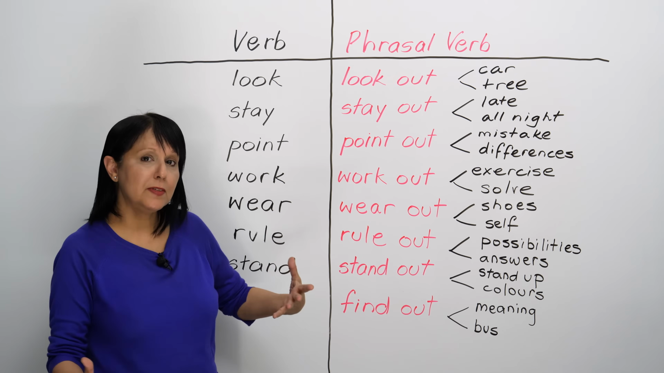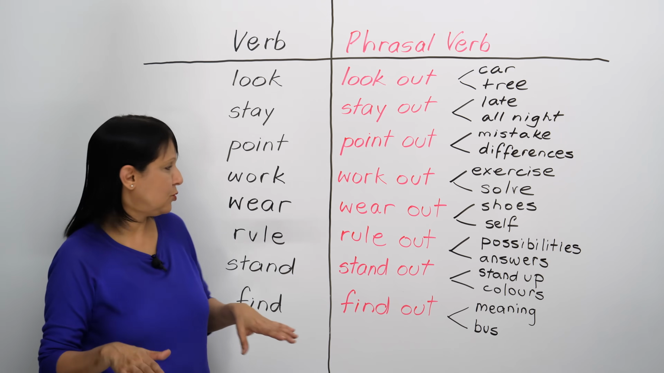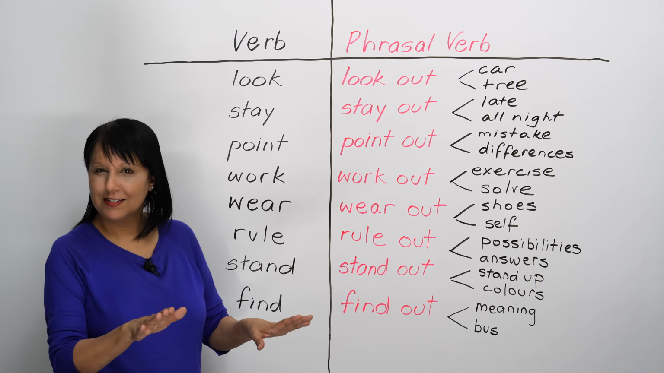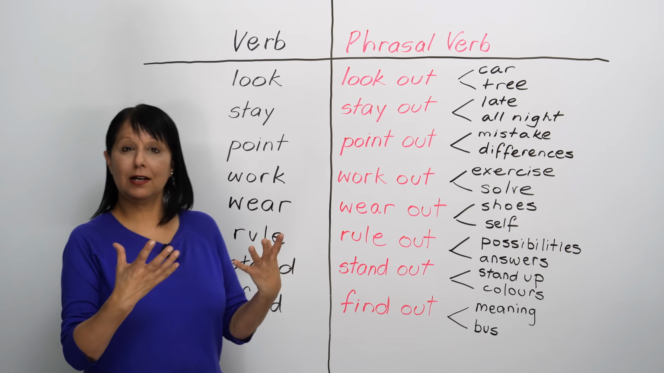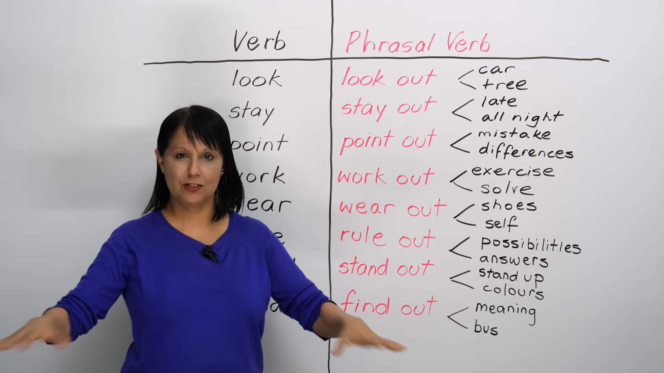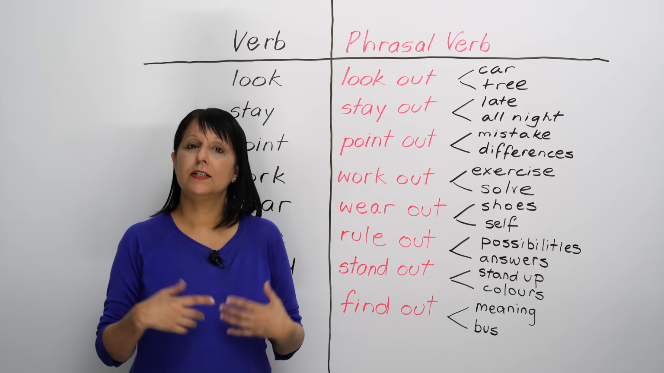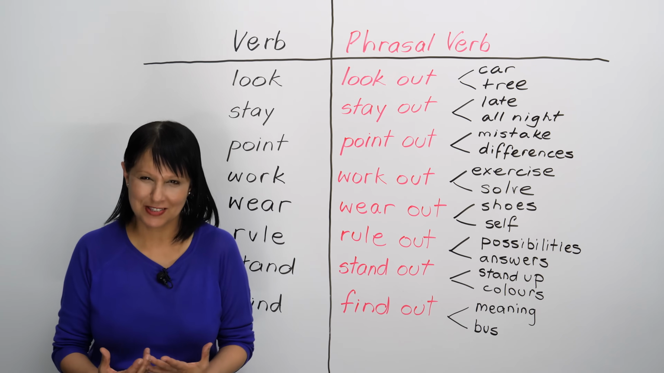To wear out something means to use it so that it can't be used anymore. Make it unusable. To rule out means to what? Eliminate the possibility. To stand out is to be noticeable, like one person standing up in an audience of people who are sitting. And to find out means to learn or discover the meaning of something or information about something.